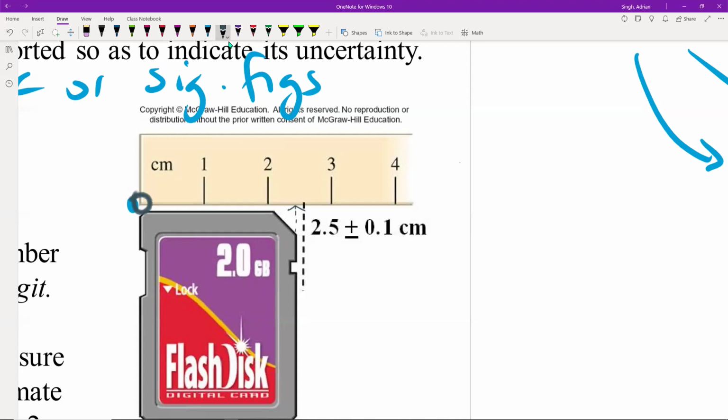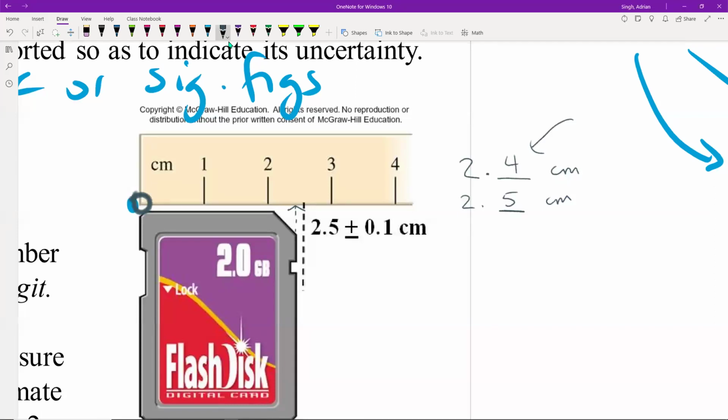So we know that it is 2 point something centimeters, right? We know for a fact that it's more than 2, but less than 3. We're absolutely certain about that. What we're less certain about is how much between 2 and 3 it actually is. So somebody looking at it may think that it's 2.4. Somebody else may think that it's 2.5 centimeters, right? Because they think it's exactly in the middle.